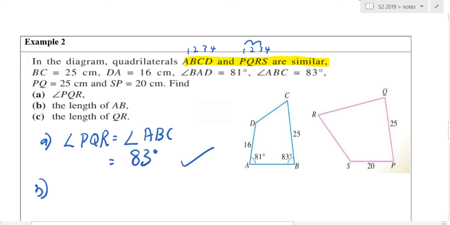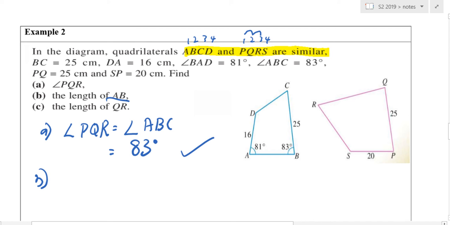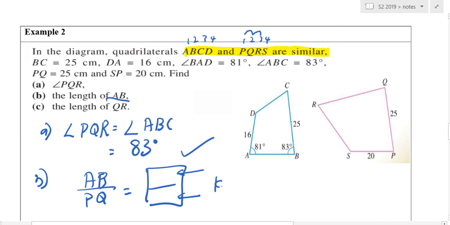Now, let's look at AB. I want to find AB. All right, AB over what? Very good. AB over PQ. Now, the other two ratios must be known numbers. Which alphabet will you choose? BC?